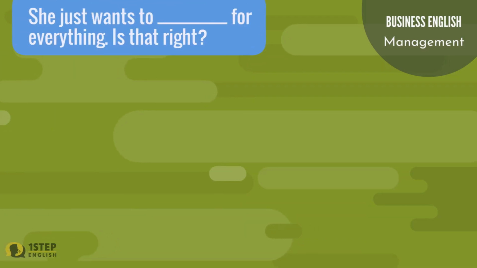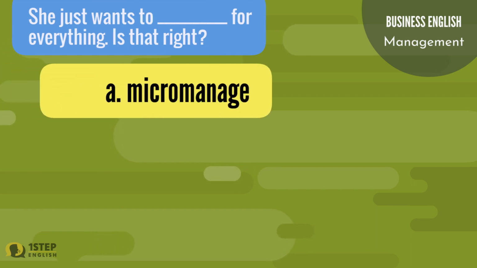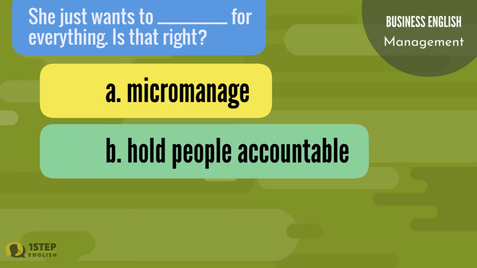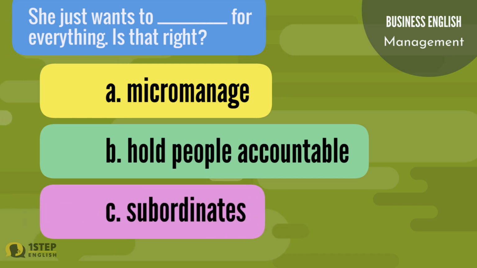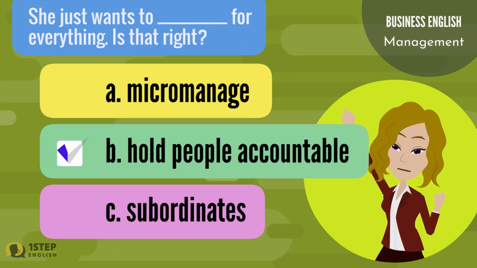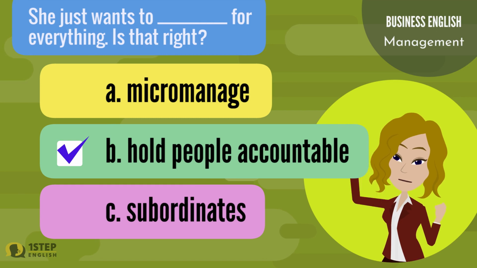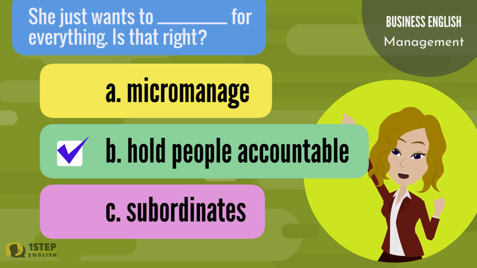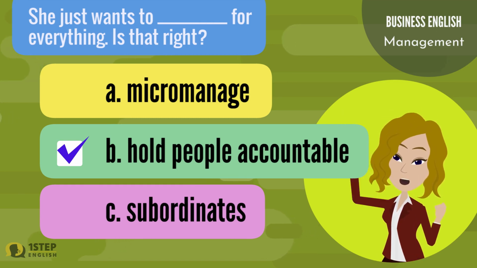She just wants to blank for everything. Is that right? Letter A. Micromanage. Letter B. Hold people accountable. Letter C. Subordinates. The correct answer is letter B. Hold people accountable. She just wants to hold people accountable for everything. Is that right?